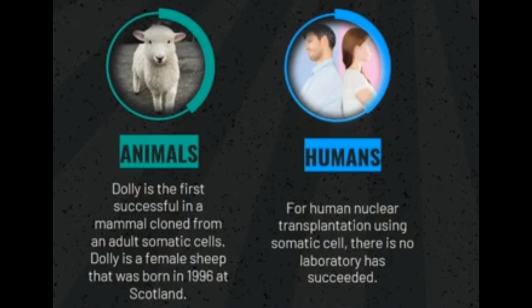Do you know what Dolly is? Dolly the sheep was the first mammal to be successfully cloned from an adult somatic cell. Using a technique called somatic cell nuclear transfer, she was created by scientists at the Roslin Institute in Scotland, led by Ian Wilmut and Keith Campbell, and was born on July 5, 1996. Dolly was named after the singer Dolly Parton. For human nuclear transplantation using somatic cells, no laboratory has succeeded because of the safety and efficiency of the procedure.